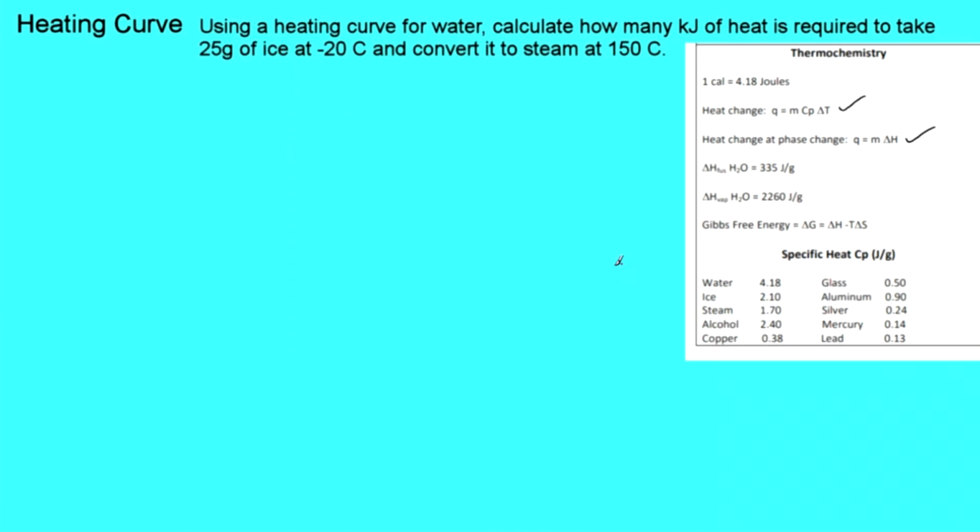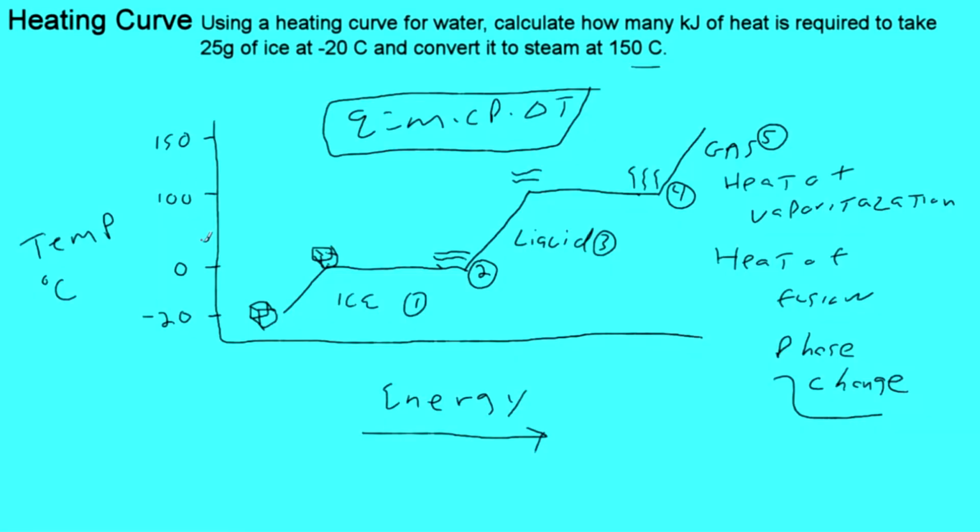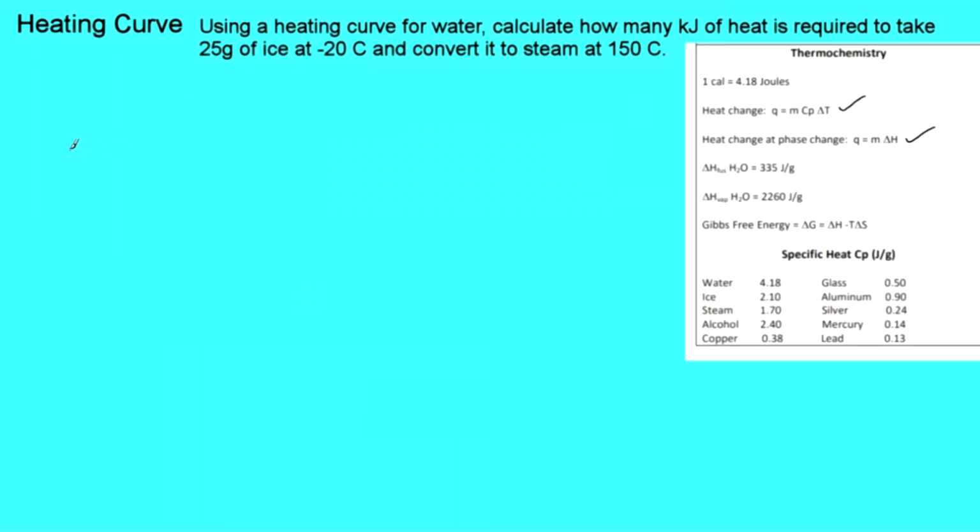So let's see how we do this. Step 1 was when we had some ice. So first of all, we're going to use this formula because there was a change of temperature at this point. So our mass, M is mass, it was 25 grams.